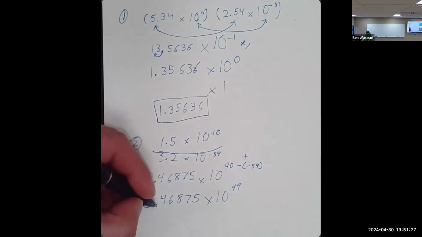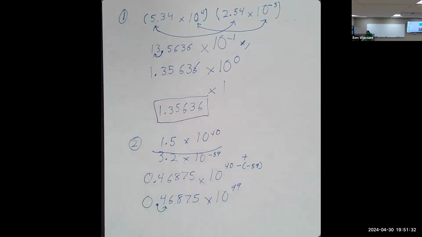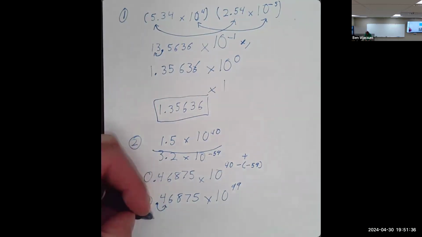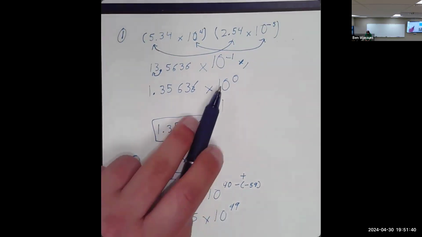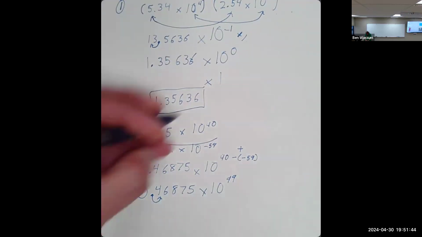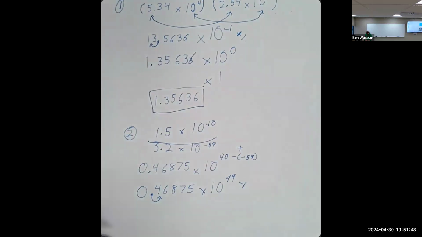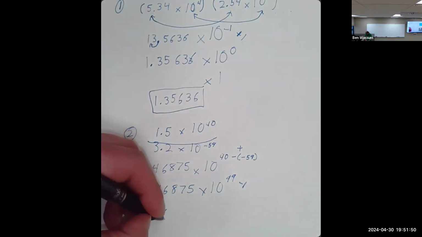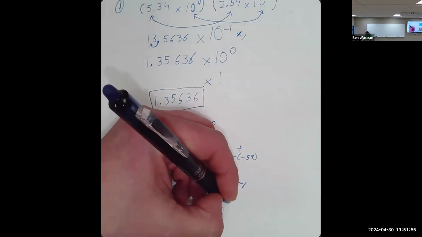Because this decimal needs to move one digit to the right. Right? Because it's not in scientific notation properly. So if I'm moving one to the right, well, we moved one to the left earlier when we added. So if I'm moving one to the right, I'm going to subtract one. We have 4.6875 times 10 to the negative 8.